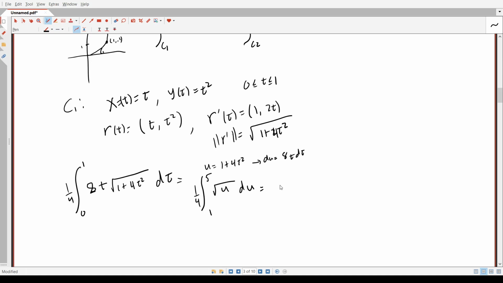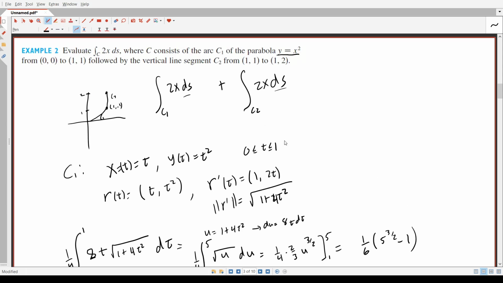Okay, so that's going to be 1/4, 2/3, u to the 3/2, from 1 to 5, which is 1/6 times (5 to the 3/2 minus 1). Okay, so that was this first bit. That's the line integral under this C1.